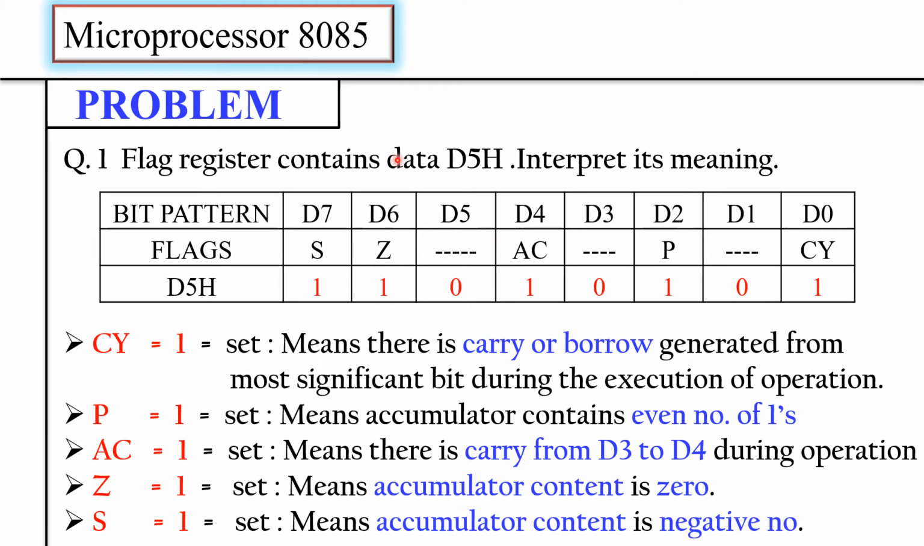So it can come in the form of a problem with a given data. See, you do not worry about what operation has been taken. You are given that the flag register contains the data, and you just have to convert it into binary and write whether the particular flag is set or reset.